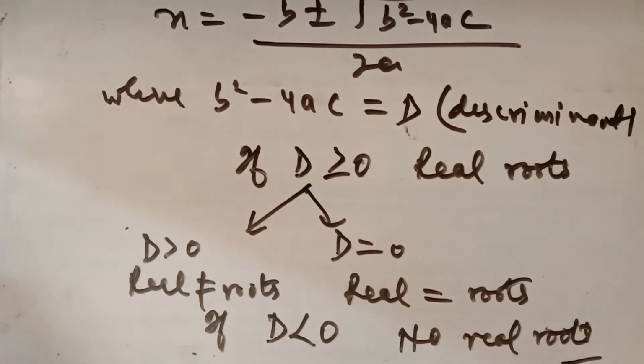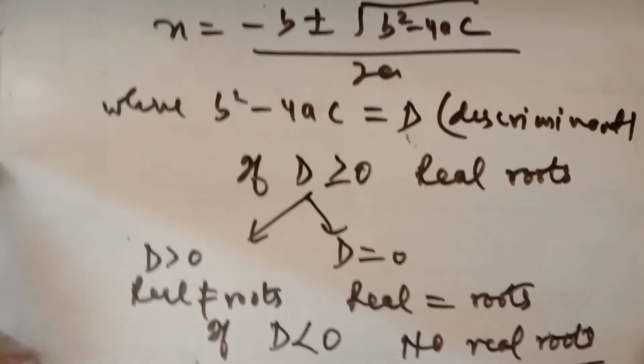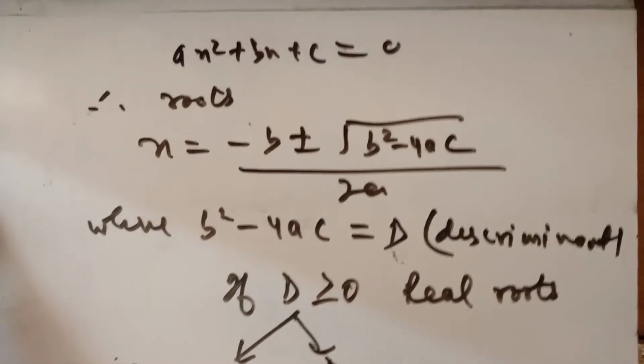So this is some basics for the quadratic equation formula and the discriminant. If D is greater than or equal to 0, then you can find the roots of the quadratic equation, and the roots will be real. If D equal to 0, then the roots will be real and equal. And if D is greater than 0, then the roots will be real and unequal. So this is some basics for the quadratic equation formula.